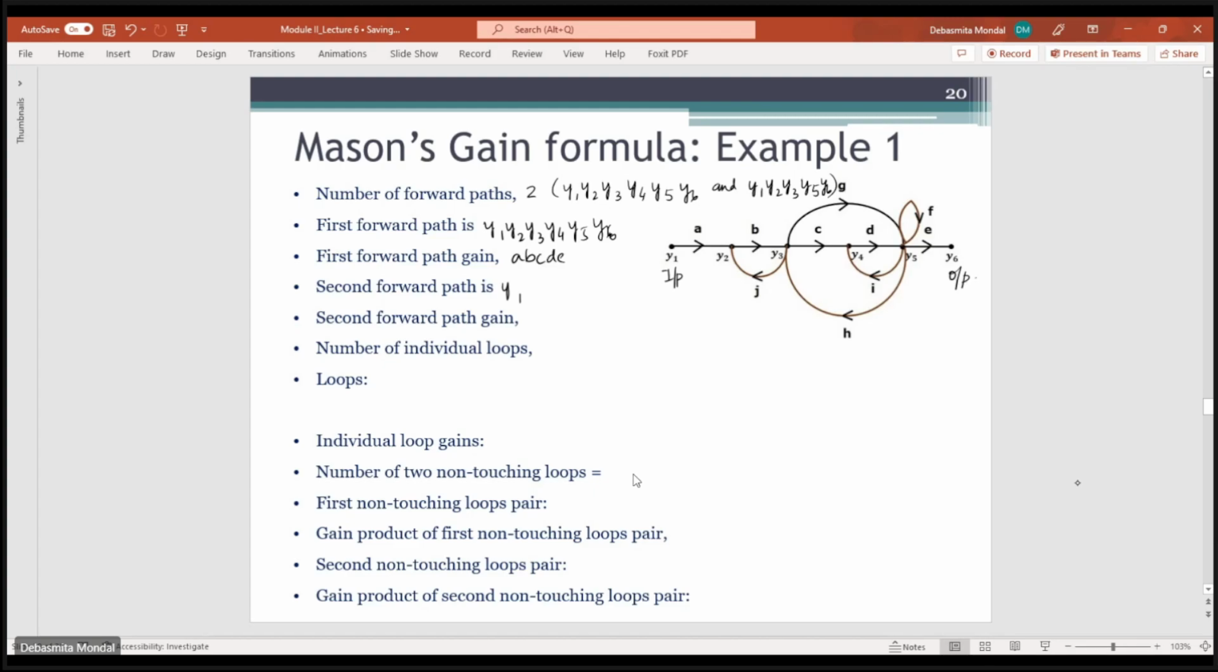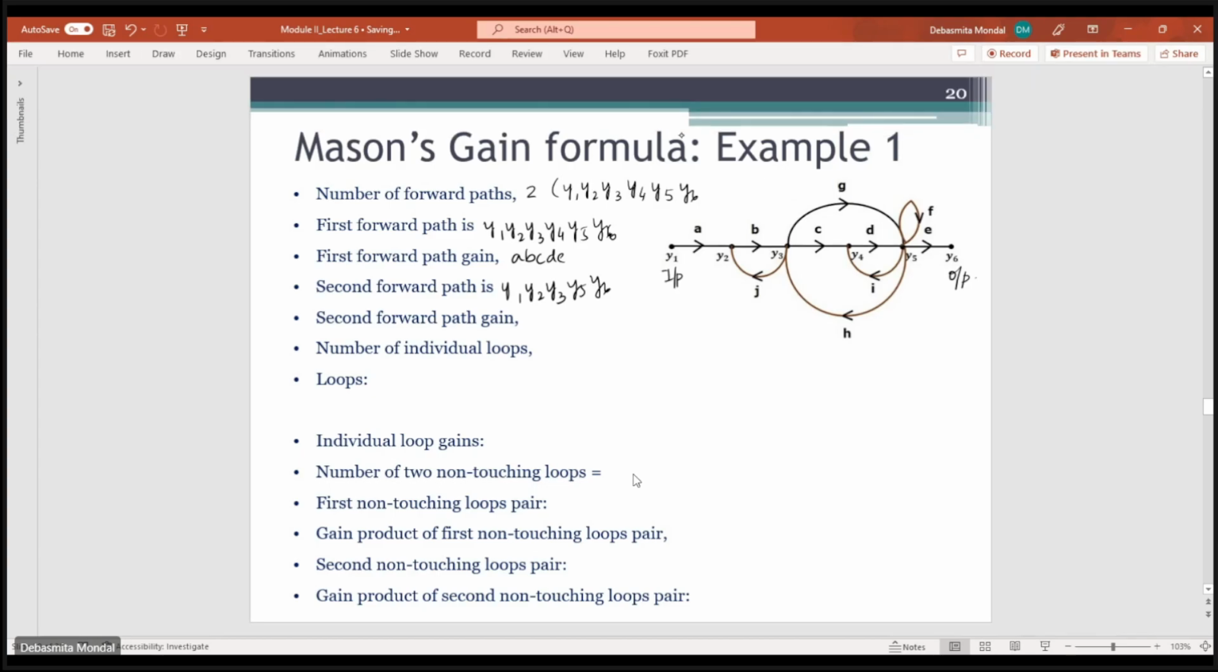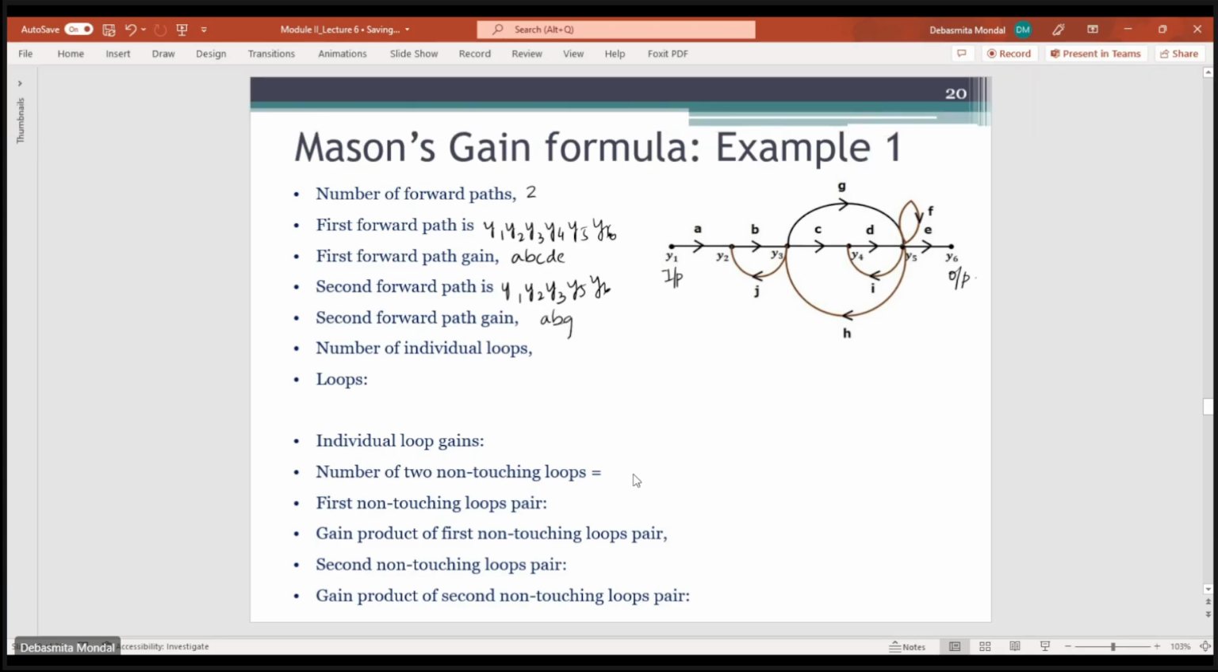Similarly, for the second forward path, what will be the gain? Ma'am, A, B, E. There is a G over here. Let me erase this thing. There is a gain over here also, no? So A, B, then you are encountering G, and then you are encountering E. So it will be A, B, G into E. Right?